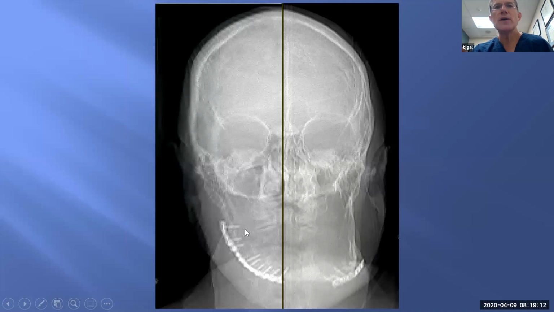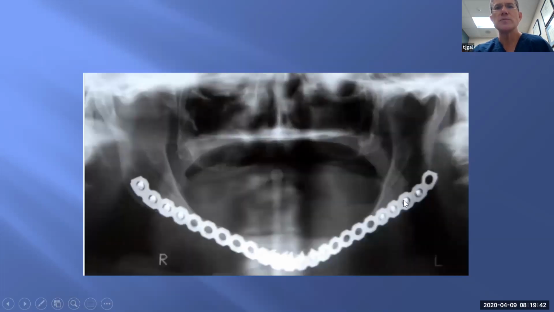And you can see here on just a plain film, there's her larger recon plate, but now you can see that this plate has displaced because it was insufficient to bear the load. The bone was not completely healed, and therefore the bone was not sufficient to support the load with the repair. So this came out, and we wound up taking that out and putting a larger reconstruction plate in.